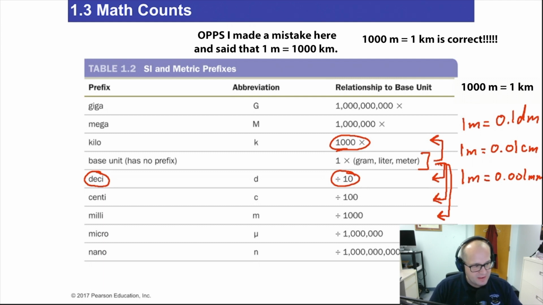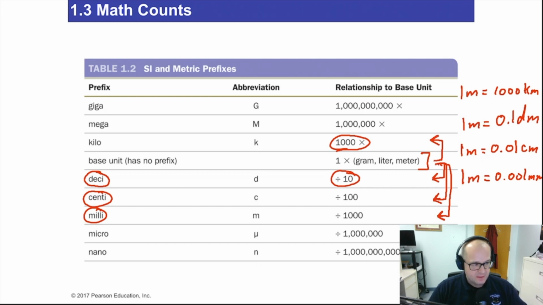You're always dividing by a 10. Either 10, 100, 1,000, 10,000. You're always dividing by a multiple of 10 or multiplying by a multiple of 10. This is how the system works. So the prefixes tell us either how much to divide by or how much to multiply by. Okay. I get it. Everyone gets weirded out by the metric system that this happens.